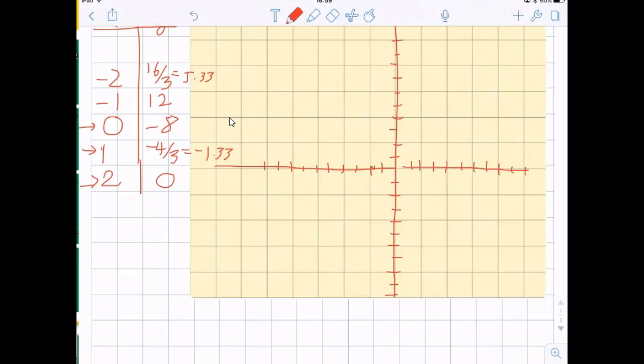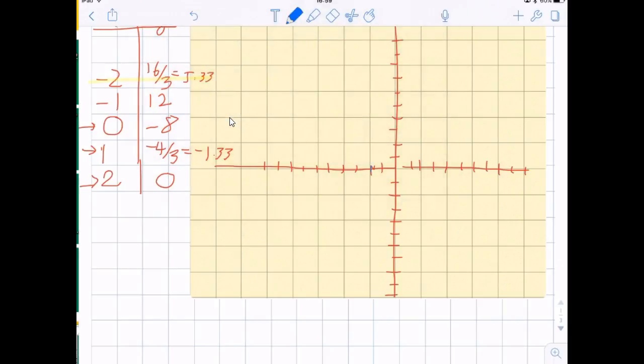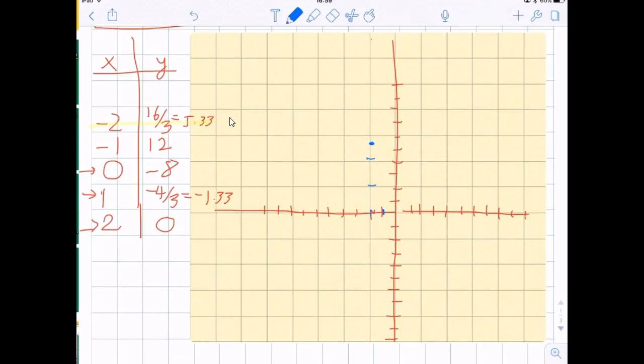Okay. All right. So my first point is going to be -2, 5.33. I'm going to mark it in blue. So -2 is right here, right? And 5.33 is 2, 4, 4, 5.33. It's about there. Okay? My next point is -1, 12. -1 is here. 12 is, let's see, 2, 4, 6, 8, 10, 12.